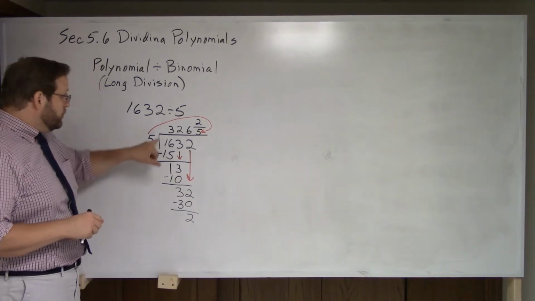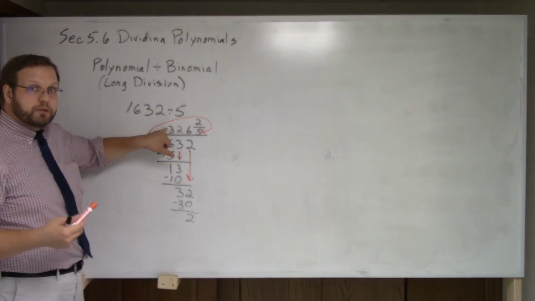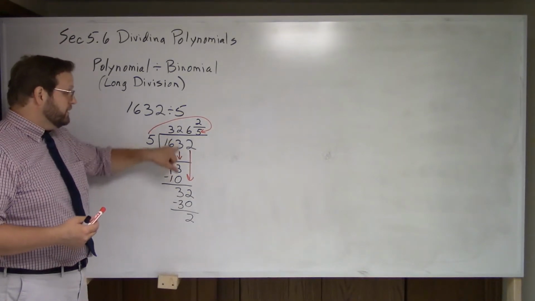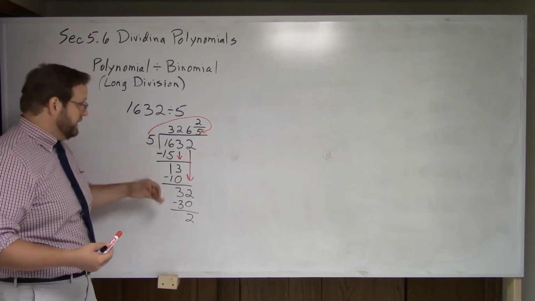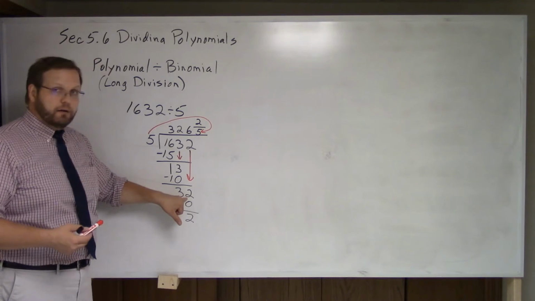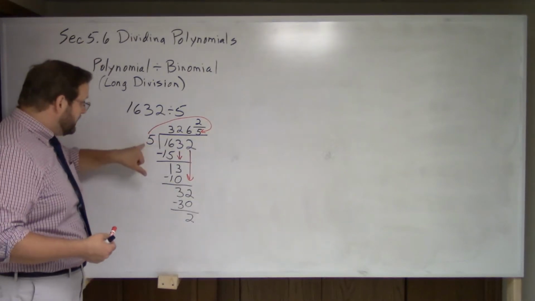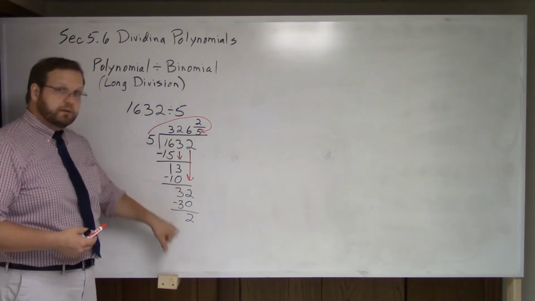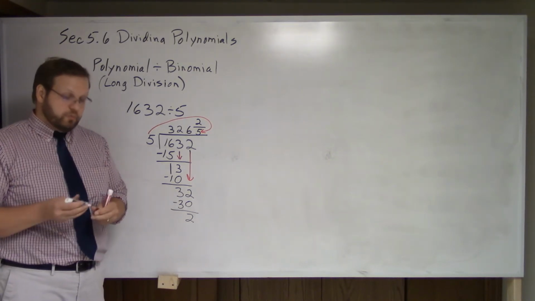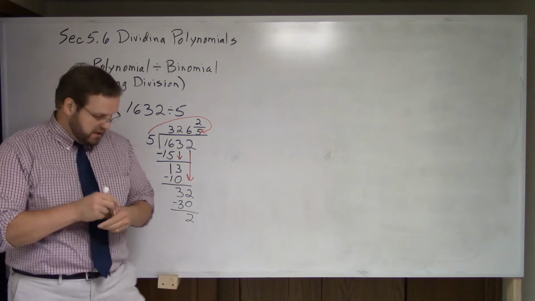Okay, so we pick how many times we need to multiply. We then multiply, subtract, carry down. Do it again. Pick how many times we multiply, subtract, carry down. Pick how many times we multiply, subtract, carry down. That's all there is to it. Okay, let's now see a polynomial version of this. Let's see how that works out.